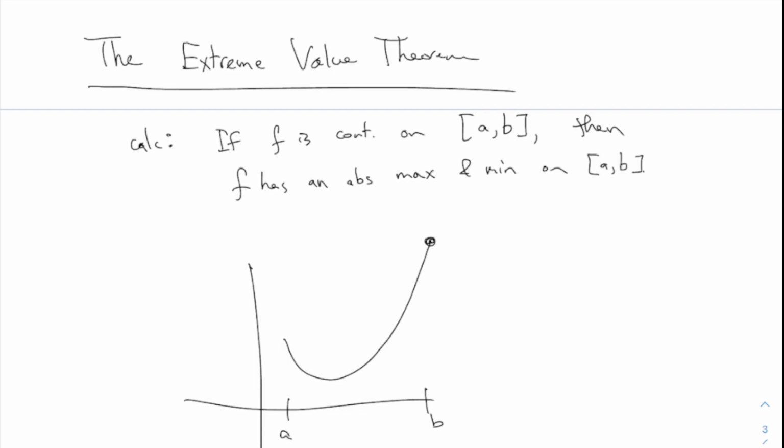The maximum is here, and the minimum is here. The minimum and maximum values always occur either at the peaks or the valleys, or they occur on the endpoints of the interval. All right? This is the extreme value theorem from calculus.